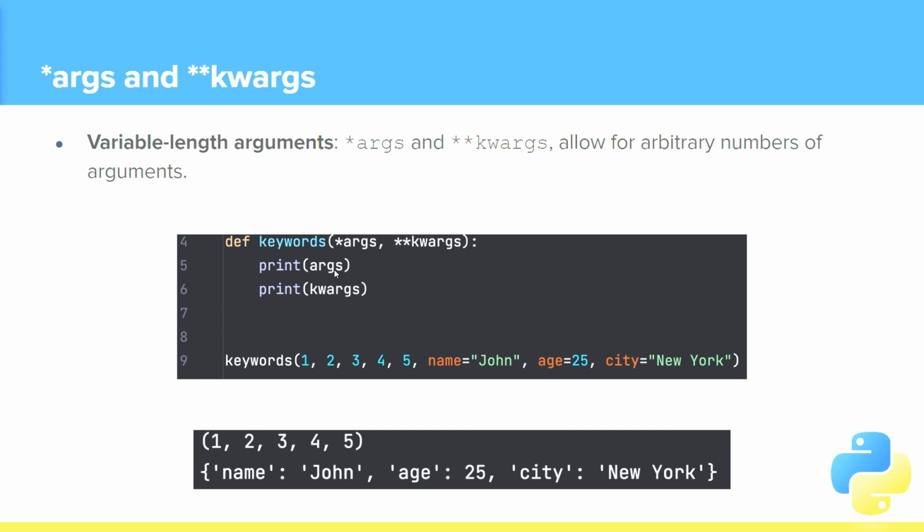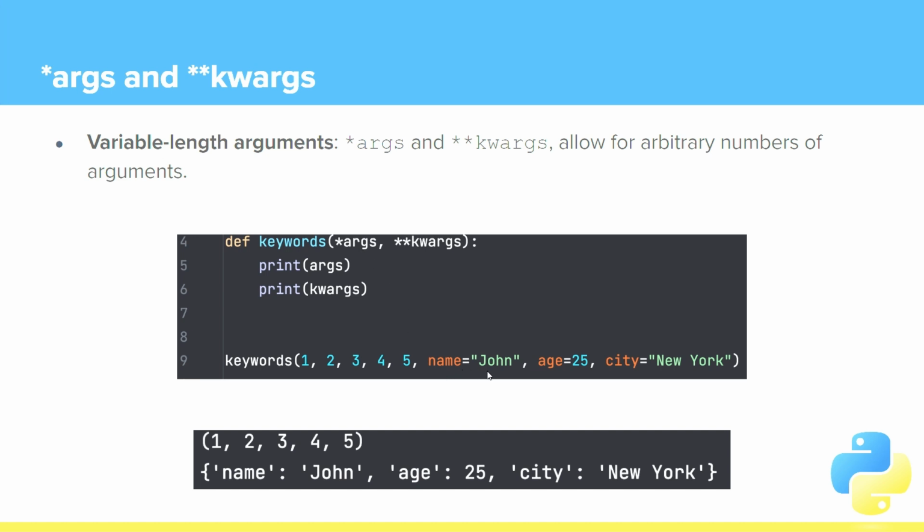Args, however many values there are, they're packed into a tuple. And keyword arguments, or kwargs, are packed into a dictionary. So in this example, we have a function named keywords. We're calling the function keywords. We're inputting a ton of values. And these first 5 values, 1, 2, 3, 4, 5, they're not keyword arguments. We're not giving a name and a value or a keyword and a value. We're just passing in values. So all those will go into args, into a tuple called args.